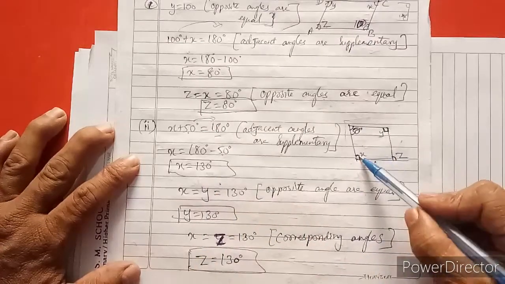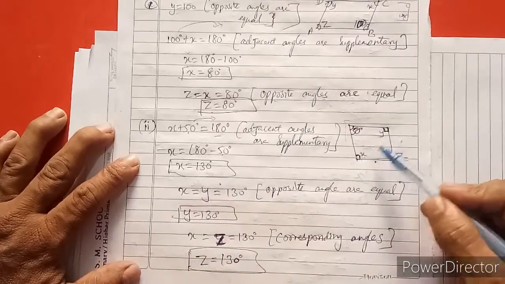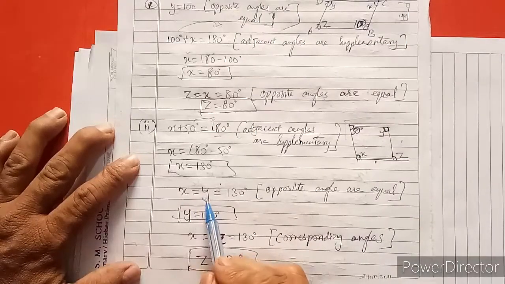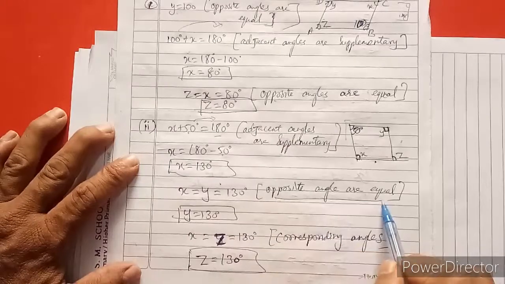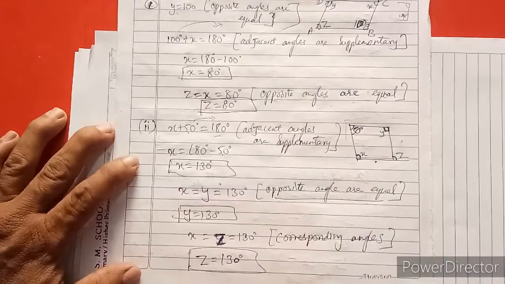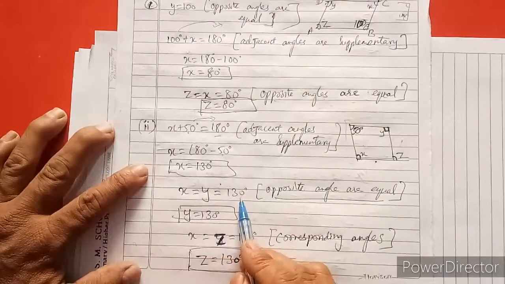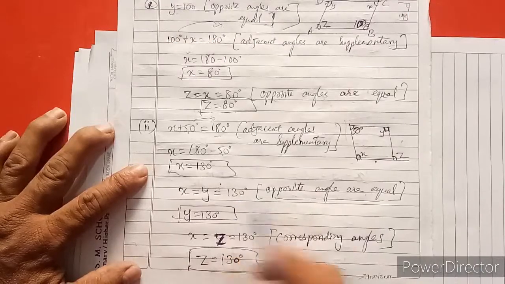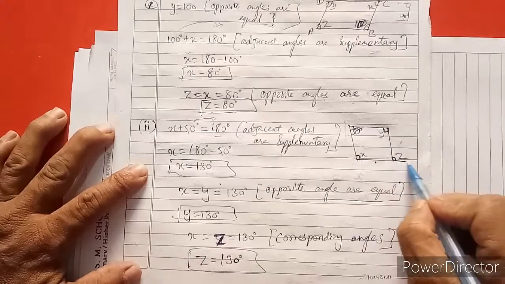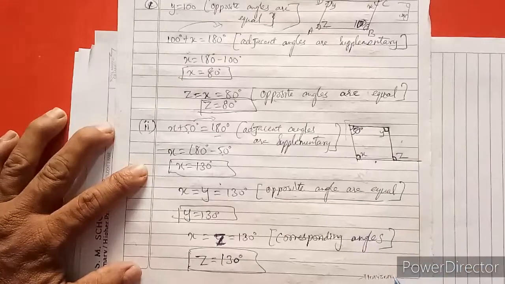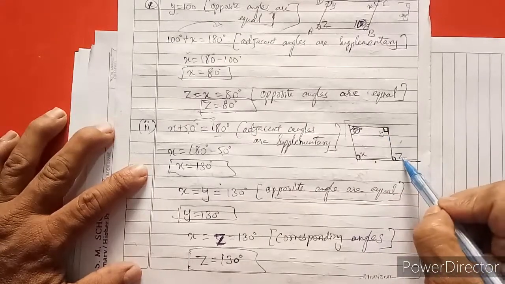Similarly, looking at opposite angles, angle x is equal to angle y, that is 130 degrees. Opposite angles are equal, right? And angle y is also 130 degrees. Then for this z, which angles are these? Alternate angles. Angle y is equal to angle z.